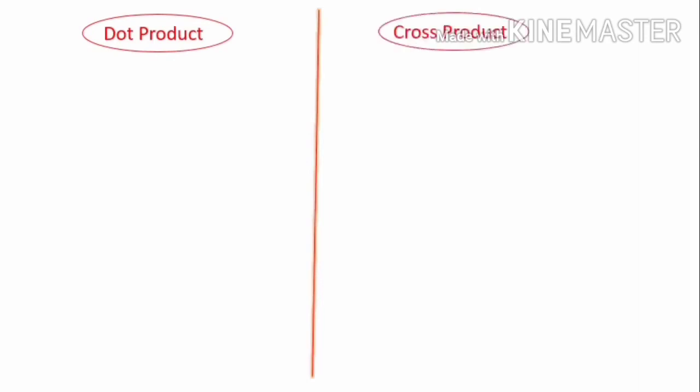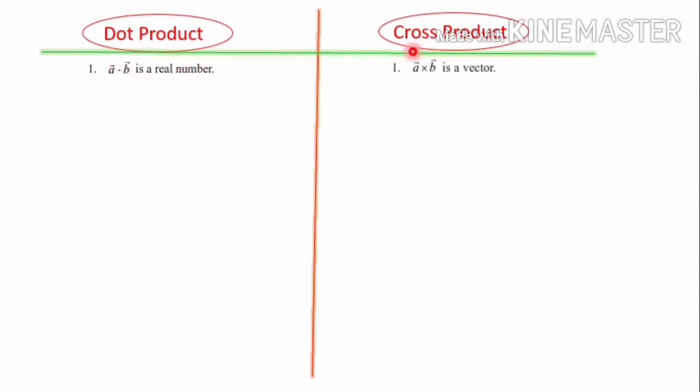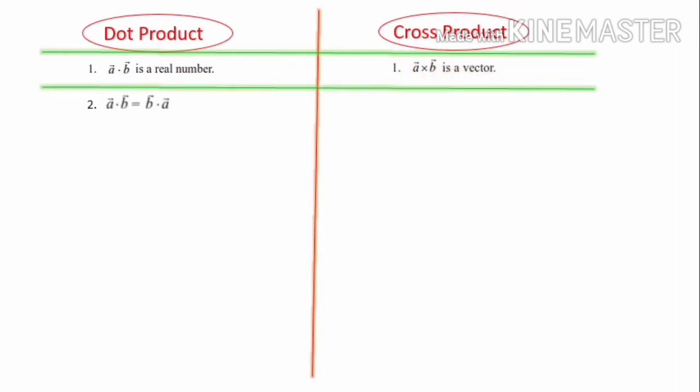Next, we shall bring the results of dot product and cross product under one frame. In the first column we will write the dot product, and in the second column we will go for cross product. And the first point we have learned in dot product is vector A dot vector B is a real number. In case of cross product, vector A cross vector B is a vector. Second point we have learned vector A dot vector B is equal to vector B dot vector A, means dot product is commutative. And in case of cross product, vector A cross vector B is equal to minus vector B cross vector A.